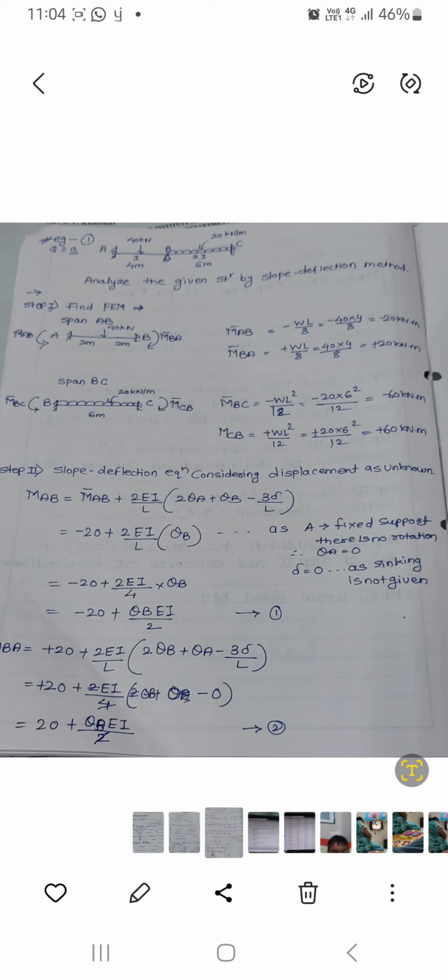As we are calculating the slope deflection equation for the B to A span, that is MBA, the first letter should be taken as the first term in the bracket of twice of EI. That means B to A. In that term, B is the first letter, therefore the first term in the bracket should be 2 theta B plus theta A minus 3 delta upon L. The whole equation should be the same. Similarly, in this equation again put the values and give the number to it as the second equation.